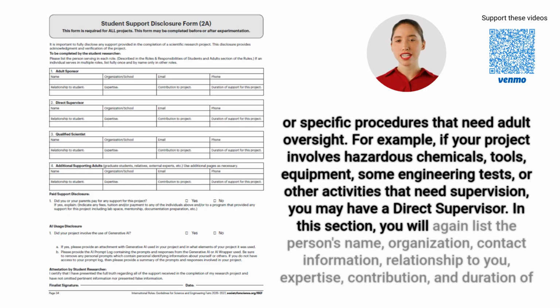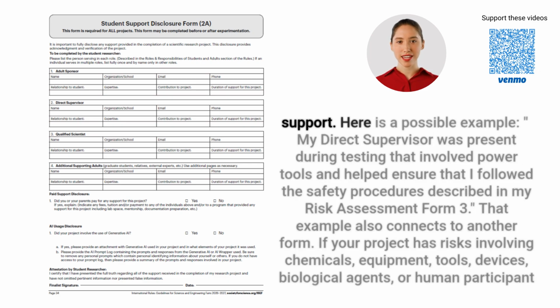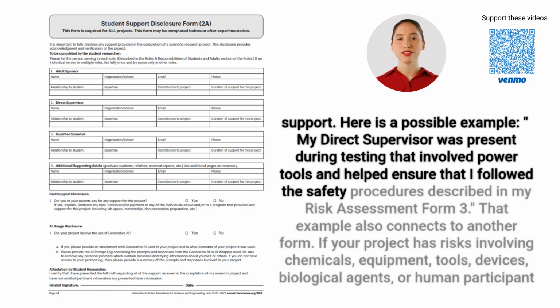In this section, you will again list the person's name, organization, contact information, relationship to you, expertise, contribution, and duration of support. Here is a possible example. My direct supervisor was present during testing that involved power tools and helped ensure that I followed the safety procedures described in my Risk Assessment Form 3.